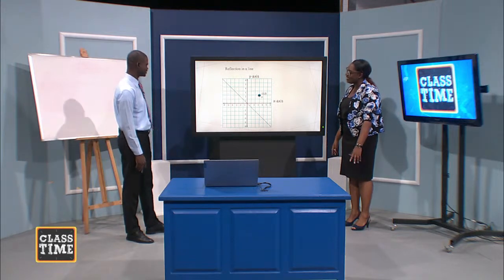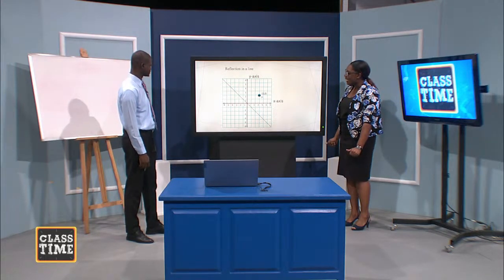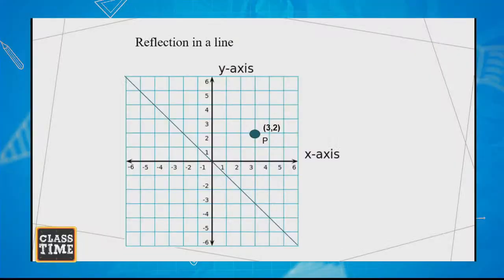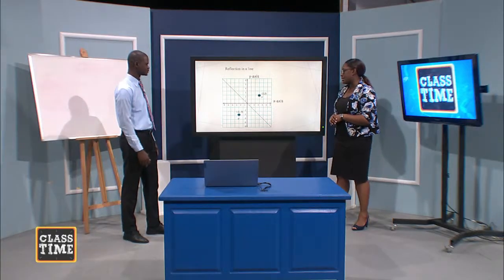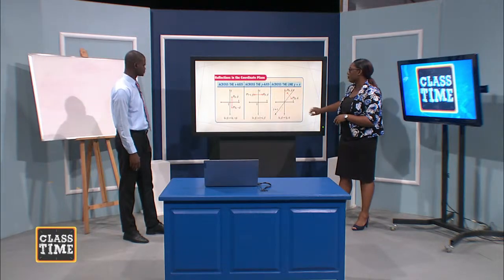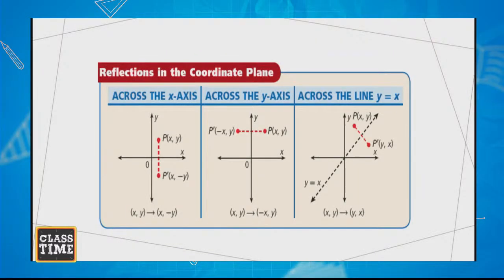And again, we know this one. This one is the line y equals negative x. And let's see, P prime is -2, -3. So what happened? Not only did my x and y values change, but it went from positive to negative. So the sign also changes. There's a switch in terms of the values as well as a change in terms of the signs.